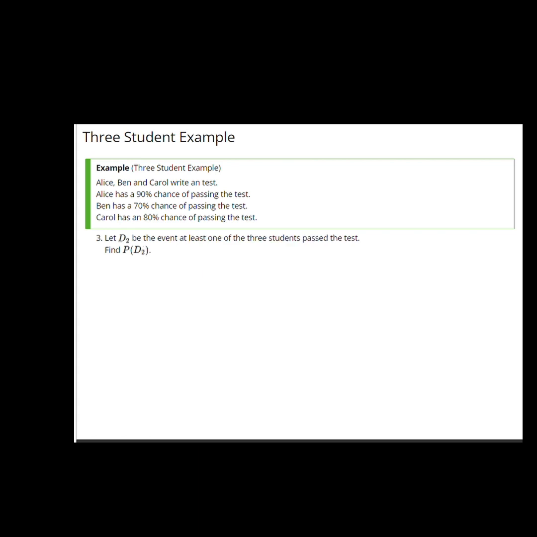What if we're asked for the probability of the event D2, the event that at least one of the 3 students pass the test? What's the probability of D2? This is a probability that's much easier to calculate if we go through its complement, D2 complement, because D2 complement is the event that no one passes the test. And that's A complement intersect B complement intersect C complement. That probability is the product of 0.1, 0.3, 0.2, which is 0.006. Of course, if we're interested in the probability of D2, that's 1 minus the probability of its complement, 1 minus 0.006, or 0.994.